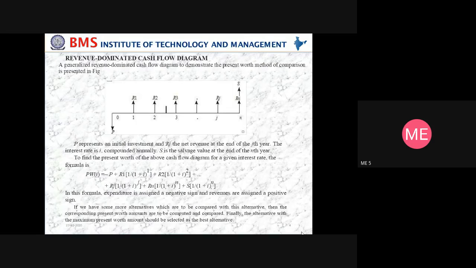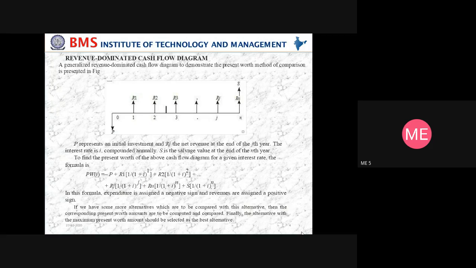Say R1 is the revenue at first year, then revenue at second year, and revenue at third year, and so on. So we have the revenues till the nth year. And also we have S, the salvage value. After the usage of the life of a particular alternative, machine or equipment, whatever it is, after a certain usage of the service life, it has some value. That value is called the salvage value.